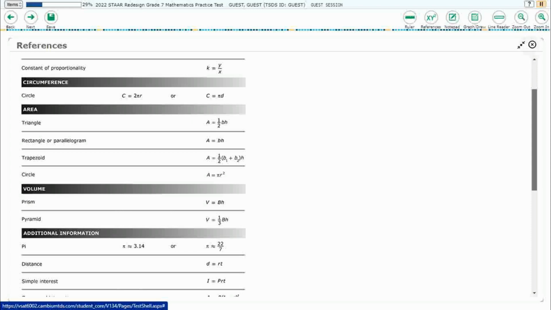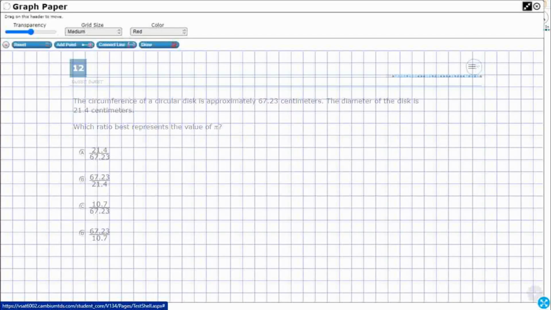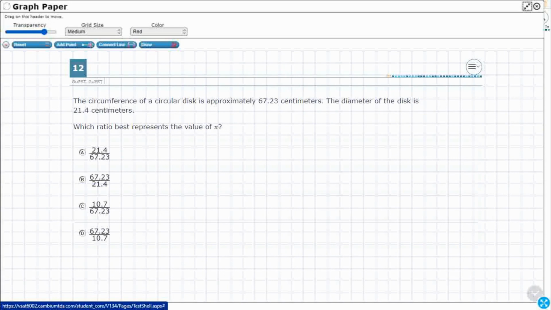So I'm going to bring that over here. Let's see if that can help me in case I don't know how to describe pi. Because we've got these two equations. Circumference equals 2 pi r. But we don't have the radius in this problem. We do have the diameter, though. So I'm going to use the second one. Circumference equals pi times the diameter. Now, how does that help me?